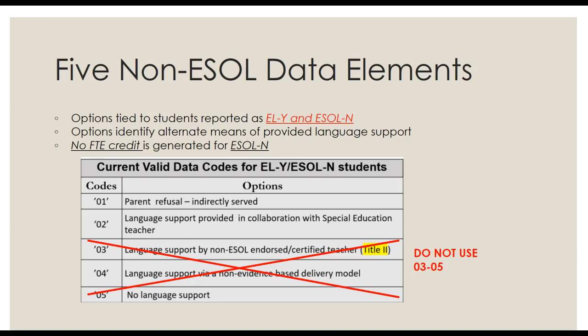Another option that we saw that was selected last year that really shouldn't have been selected were 3, 4, and 5. I worked once again with Patty and with Patricia to take out these options so that we don't accidentally select them, because these are not ways that we serve students in Hall County. So to make it easier, there are only going to be 2 reasons why students might have an EL Y but ESOL N, and that's if their parents refuse services or if they're receiving those services through their SPED classes.